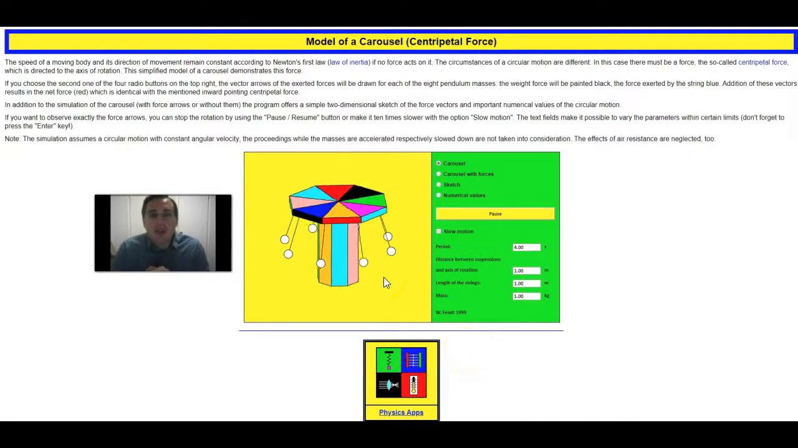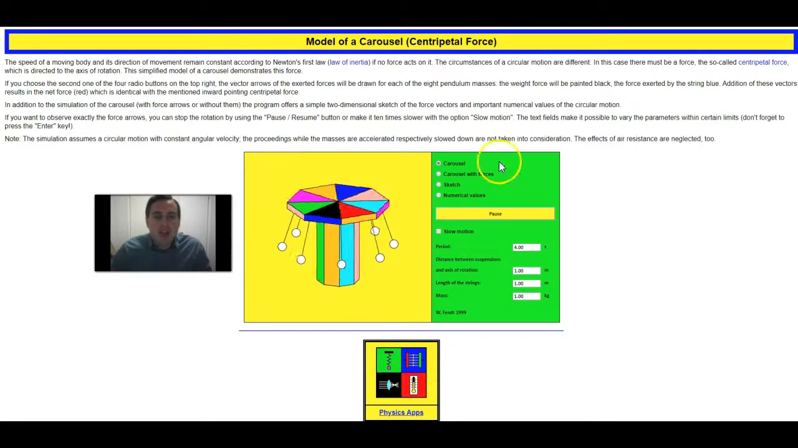In previous videos I've discussed rotational motion and the fact that there must be a centripetal force. And I've discussed that this centripetal force arises due to the fact that the object is changing direction. So anytime an object is on a curve, it has a centripetal component to it. So I'd like to go into some more detail here by showing an example of a carousel.